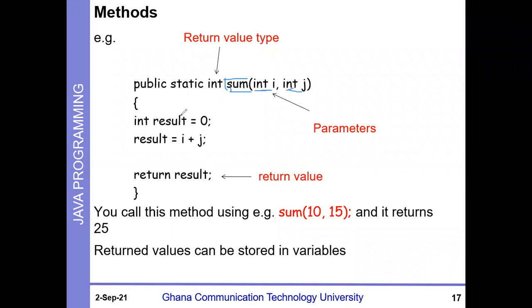What will it do? First of all, it will declare a variable called result, assign 0 to it. Now it will take what is in i, add to what is in j, and assign to result. And then it will return the result. So this is not going to print anything. It's going to simply return the result. So now when it's returning the result, you have to take it and assign to a variable.